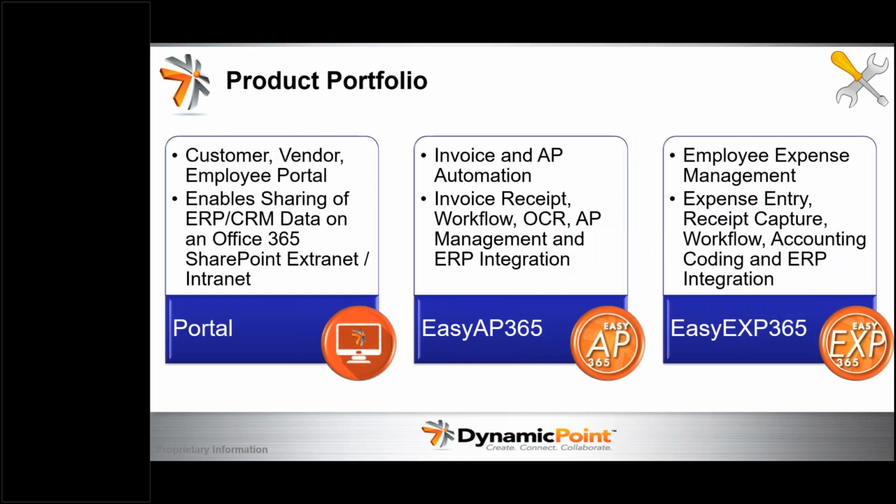As far as our product portfolio, we have several products. We have a customer, vendor, and employee portal product. This uses the concept of an Office 365 SharePoint extranet to share data with customers or vendors, including things from my ERP, such as sales orders, purchase orders, and invoices, that I want to collaborate on with my various external parties. We also have an expense management product, which manages the reimbursement of employees, again using an Office 365 app. But today's focus is going to be on AP automation.